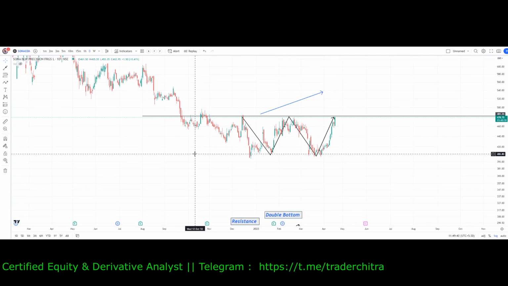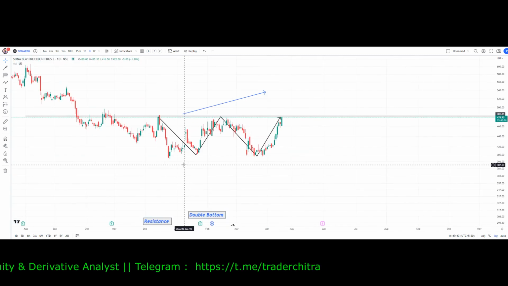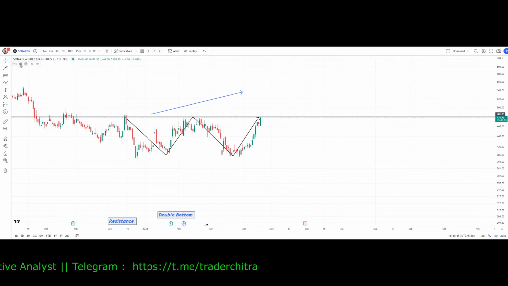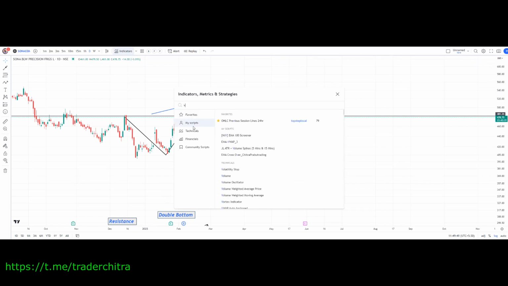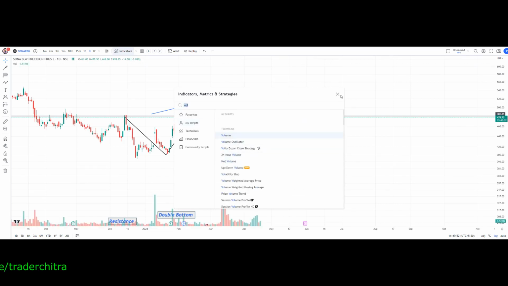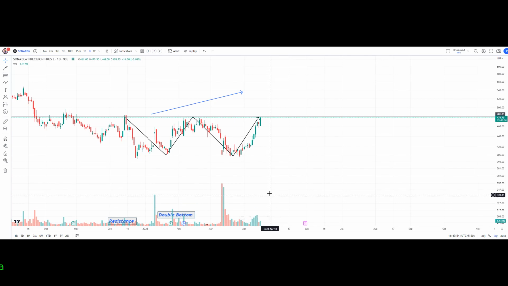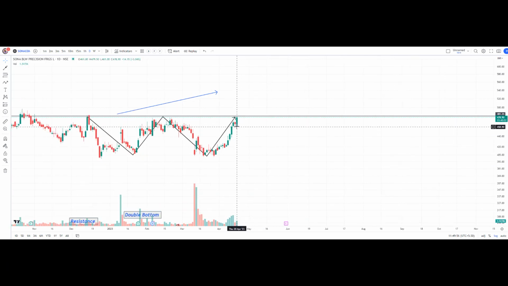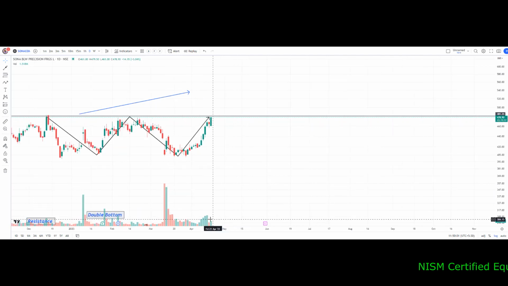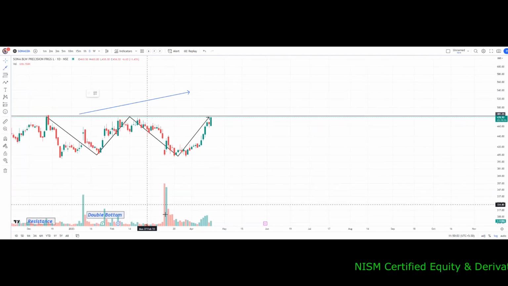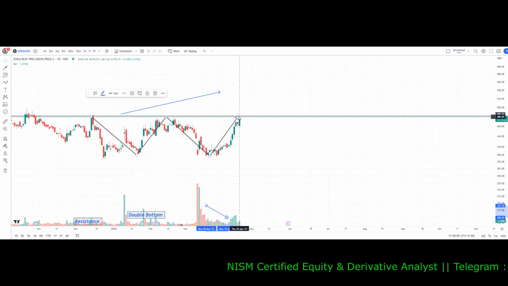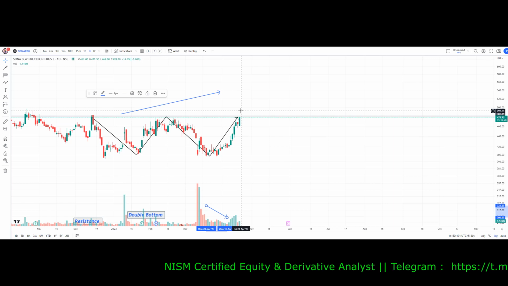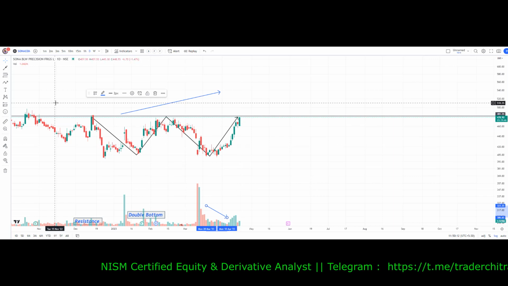I have already shared a video on how to trade with volume. Now we will add the volume here, or rather I will show you how to add it. Go to indicator and add the volume. So why is volume very helpful in our trading? Because when the price is going to touch the resistance level, you can see the volume also increasing. So this is another sign of bullishness. Once the price is able to cross this resistance, we can see an up move in this particular stock.